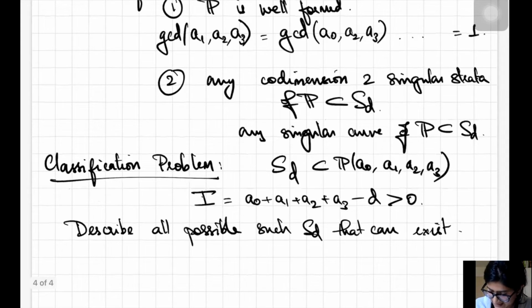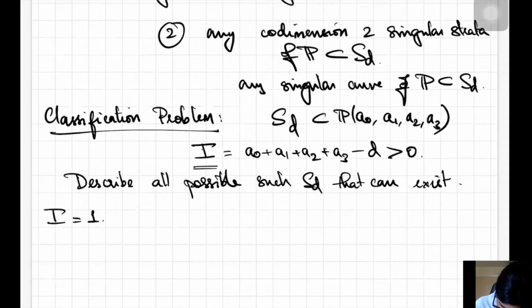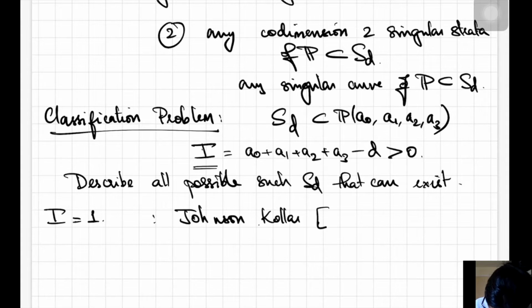So basically it means that you're not exactly fixing the weights or the degree, but you're just saying, okay, I need this to be satisfied. For different values of I, what all surfaces can I have with what all weights? So this was first solved by Johnson and Kahler for I equals 1. If I'm not mistaken, this is in 2001. So we have a complete classification for I equals 1 given by them.